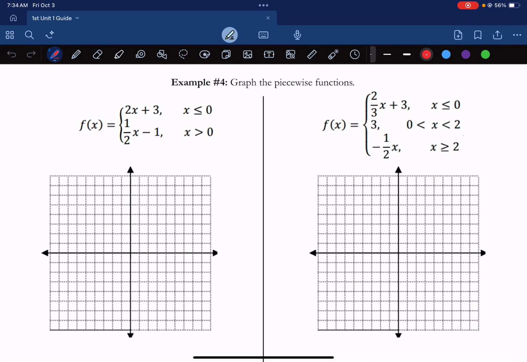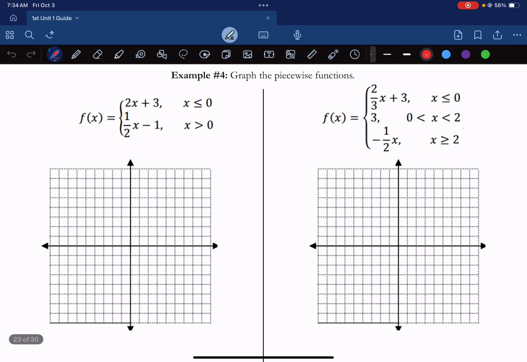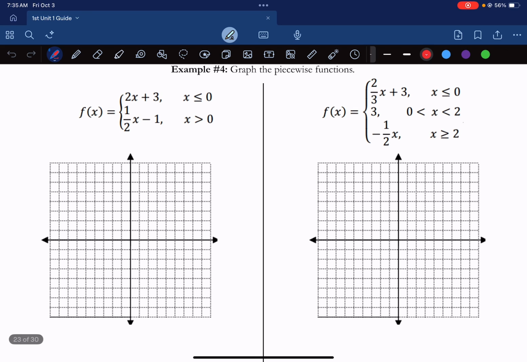Right, so for the second part of this lesson, we're going to talk about graphing piecewise functions and building piecewise functions from problems. So I have this piecewise function here. It's 2x plus 3 for x less than or equal to 0, and then 1/2 x minus 1 where x is greater than 0. To start, I'm going to graph this first piece, 2x plus 3.